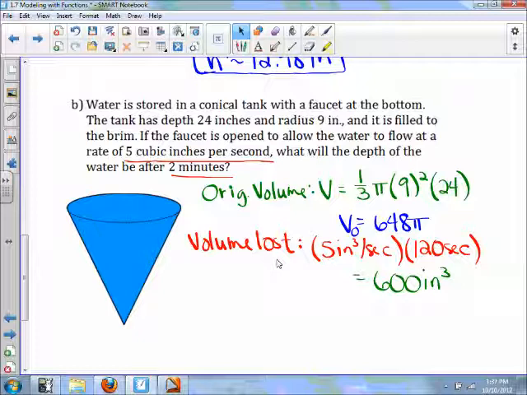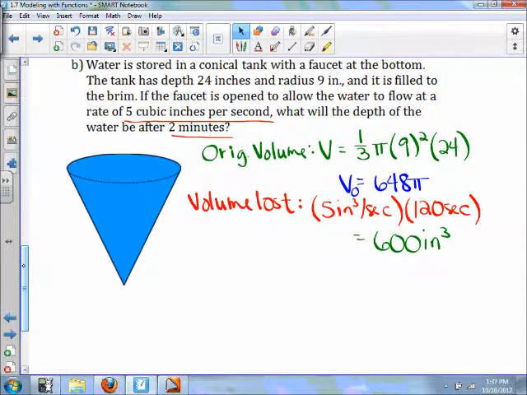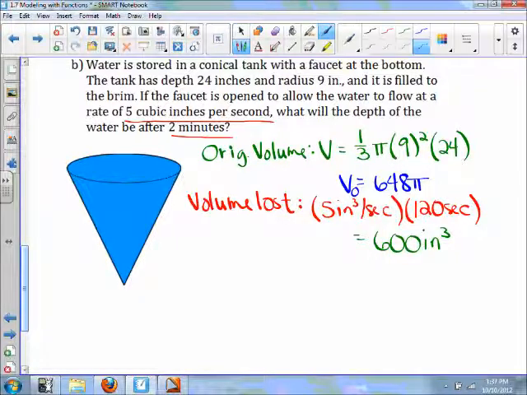Now we want to know what the depth of the water will be after 2 minutes. Now, one thing it doesn't really tell you is that there is a ratio. The ratio of the height to the depth is 9 to 24 inches, and it's going to stay constant like that.